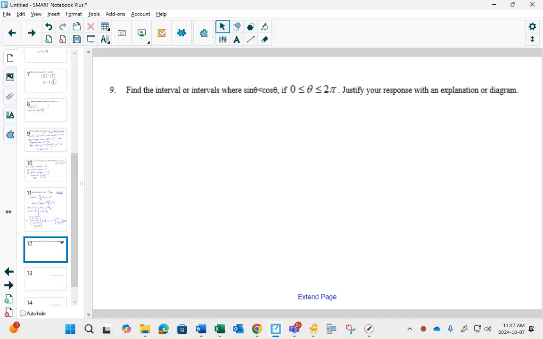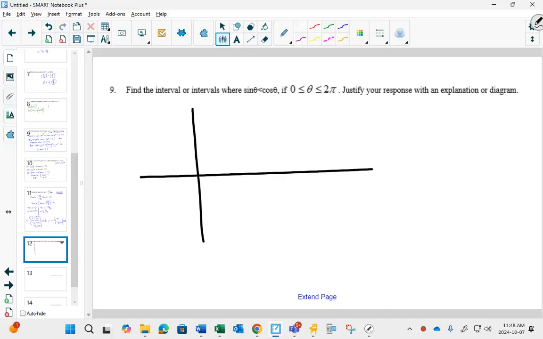Find the interval or intervals where sine theta is less than cos theta. Justify your response with an explanation or a diagram. I'll show you the best way to solve this one, and then I'll show you a good idea that results in a common mistake. Okay? This one, I feel the best way is to do it graphically.